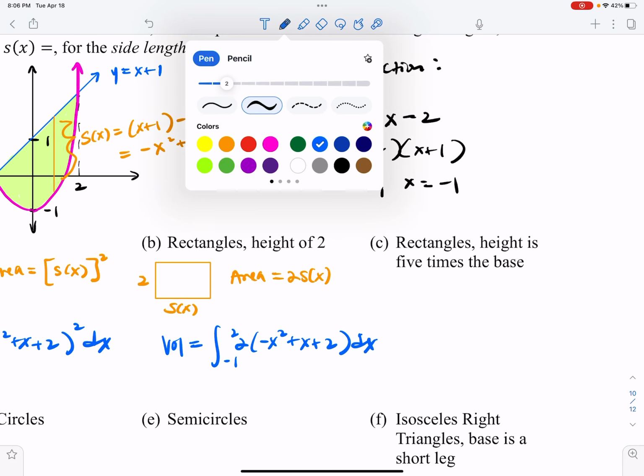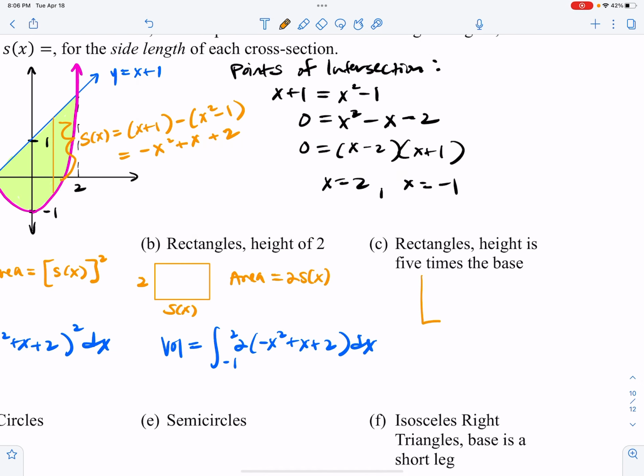And then rectangles that have a height 5 times the base. Okay, well, if the base is S of x, the height would be 5 times S of x. That's a 5. Therefore, the area would be 5 times S of x squared. So volume would be equal to the integral from -1 to 2 of 5 times -x squared plus x plus 2, squared, dx.